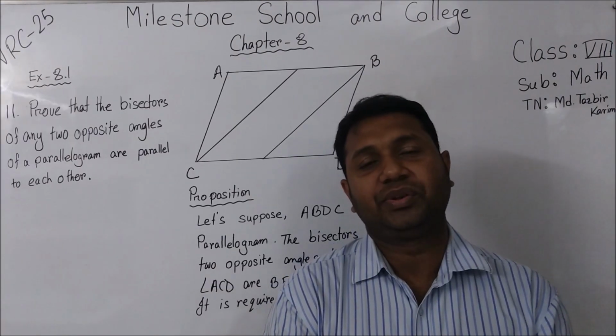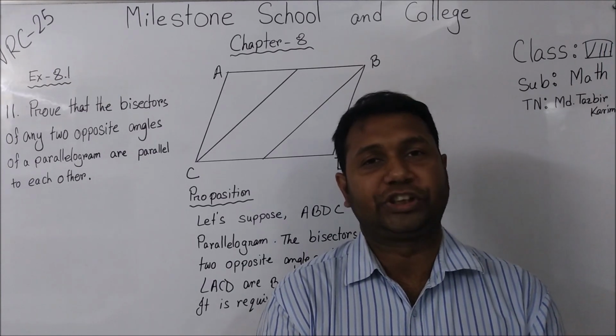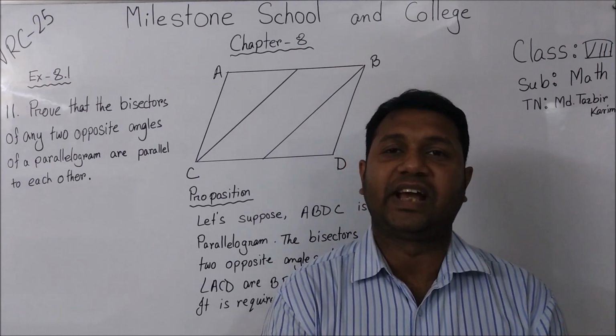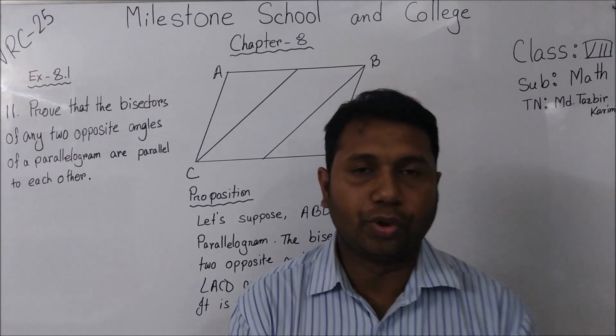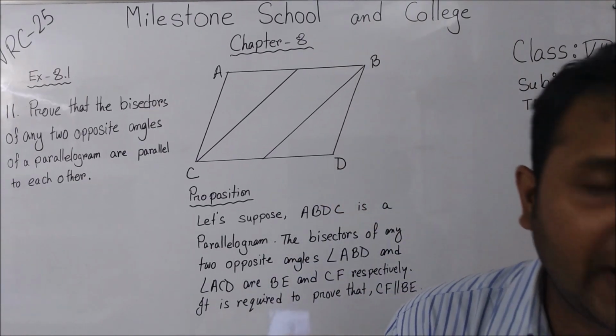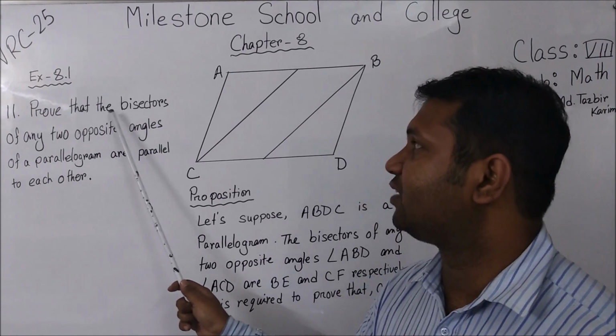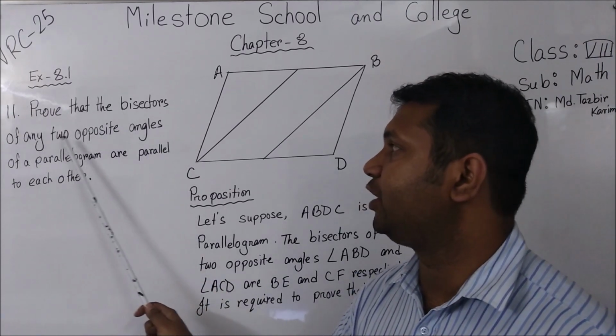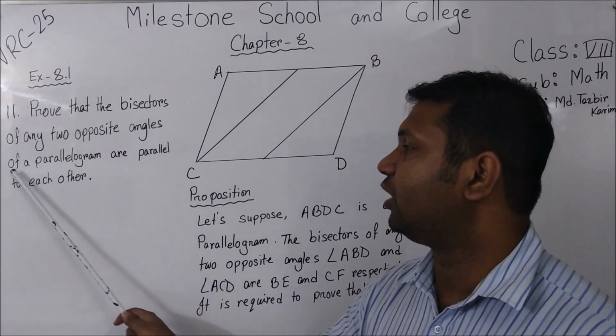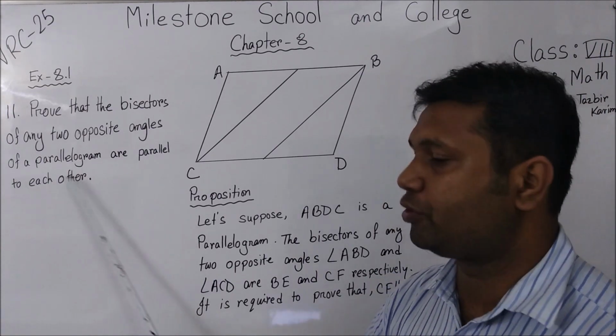My dear students, we are going to solve question number 11 of exercise 8.1. The question you can see on the screen is: prove that the bisectors of any two opposite angles of a parallelogram are parallel to each other.